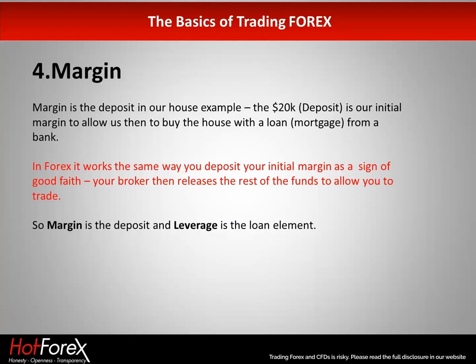Margin is a deposit. In that house example we've just looked at, the $20,000 deposit is our initial margin. It allows us to buy the house. If we didn't come up with that deposit, the bank wouldn't forward our loan, would it? It wouldn't give us a mortgage. So our $20,000 is a good faith deposit to be able to leverage that amount to allow us to buy the house of our dreams. The Forex market works exactly the same way. Your deposit allows you and your broker to release the rest of the funds to allow you to trade. So margin is the deposit and leverage is the loan element.